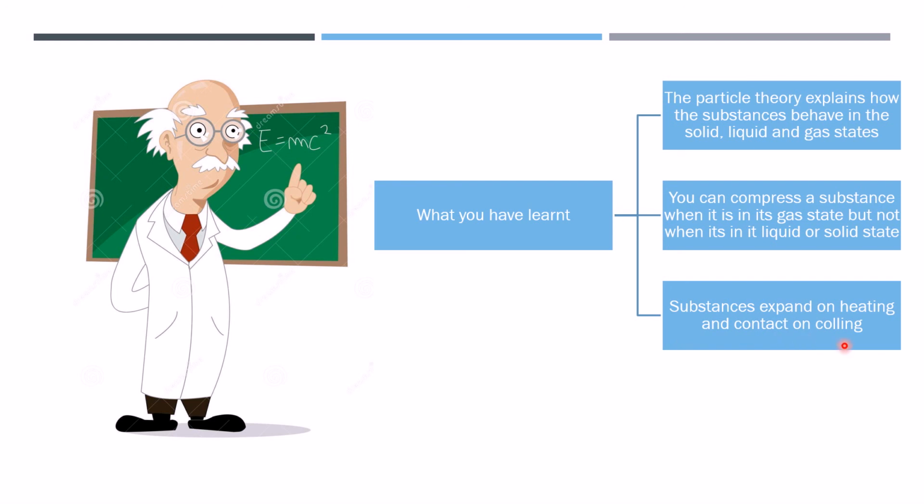So substances expand on heating and contract on cooling. In the last two slides I just showed you, the contraction on cooling and expansion on heating, it tells us substances will expand when they're heated and they will contract when they're cooled.